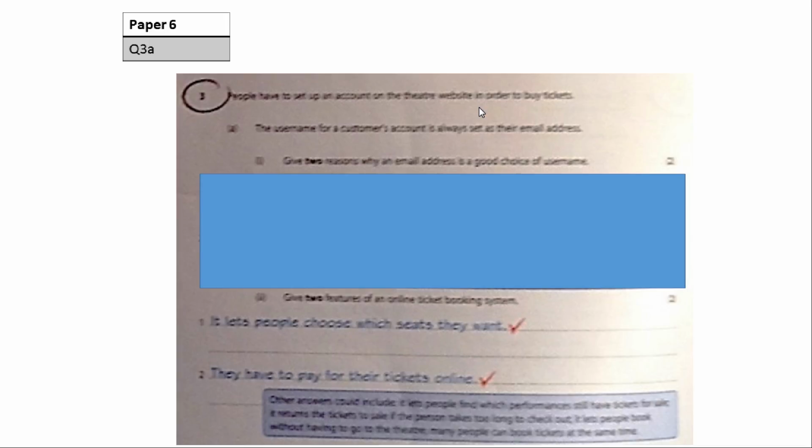So features, how does it operate? What could it do? Also include searching for things. There might be reviews about it. There may be extras they can buy online, like their drinks or half-time drinks or whatever.